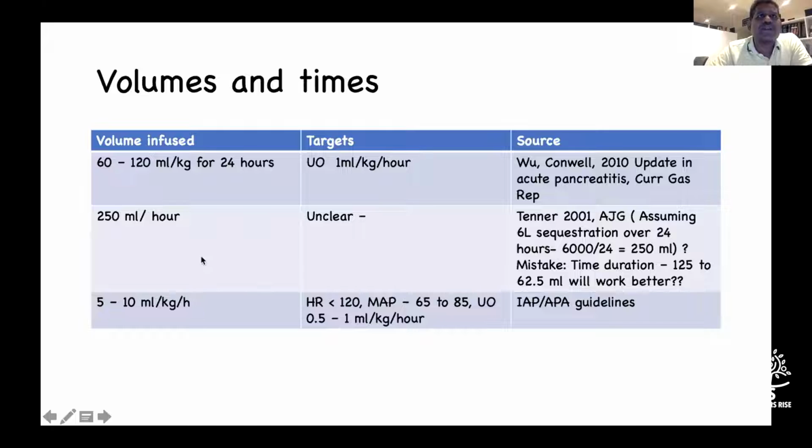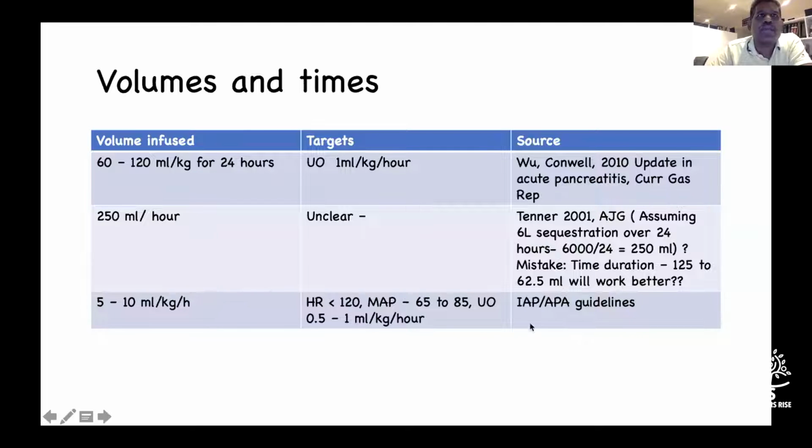And this is the Tenner group from 2001 from the AJG. What they have done is just given fluid at 250 ml per hour. The target is very unclear. So what they have probably done is the 6-liter sequestration over 24 hours. You get 250 ml, but probably the mistake was the time duration. If they had made it 48 hours, it would be about 125 ml. If it is 96 hours, it will drop further. We do not know whether these volumes are actually good to prevent morbidity in acute pancreatitis.